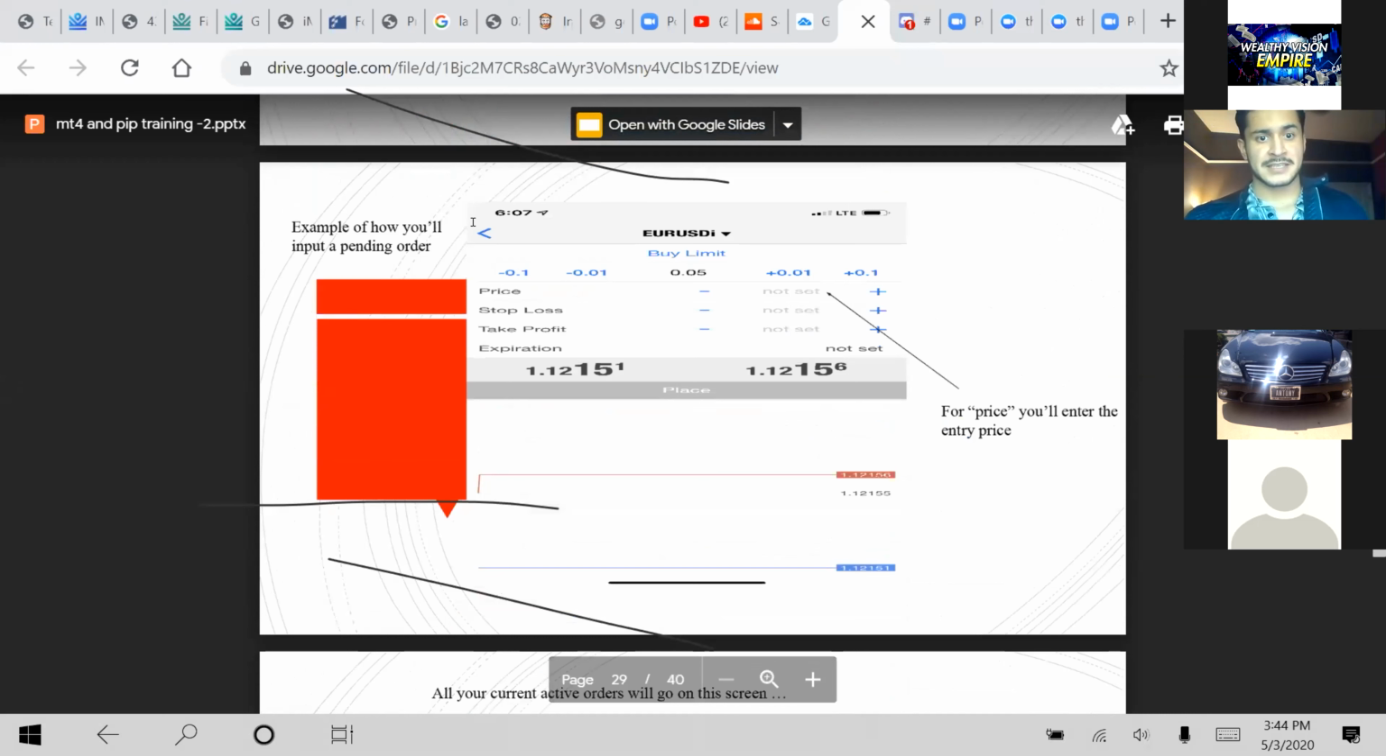Okay, and like I said, guys, this is where you would place your order. If you hit market execution, it's going to bring you up a list of buy limits, sell limits, sell stop, buy stop. But guys, I don't want you to worry too much about that right now. This is just basically showing you what you will see on the MetaTrader app. And this is an example of how you'll input a pending order.